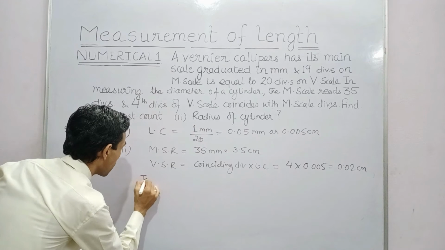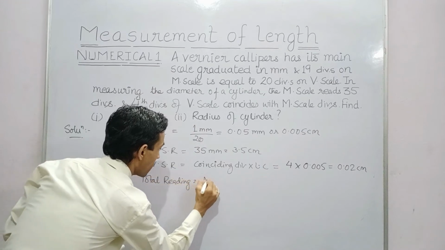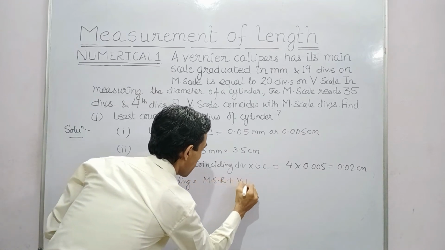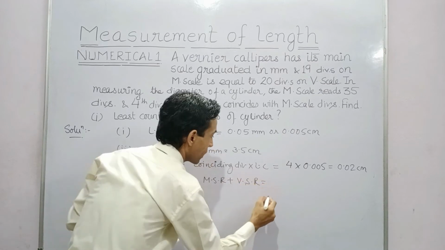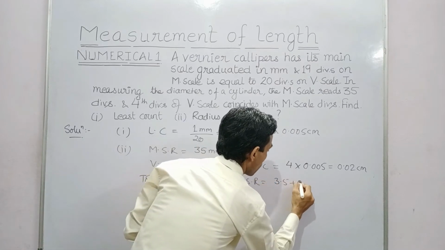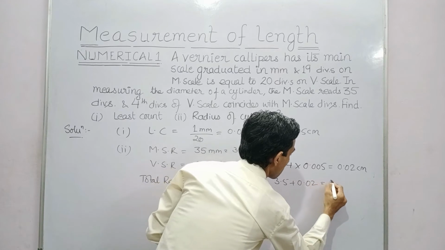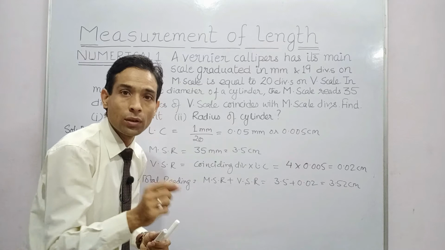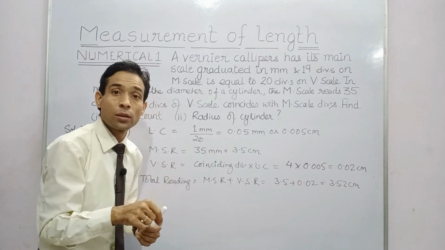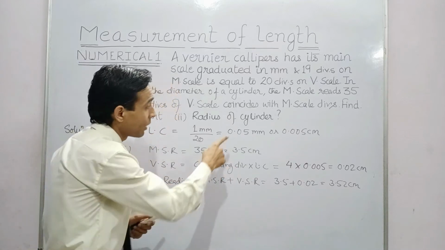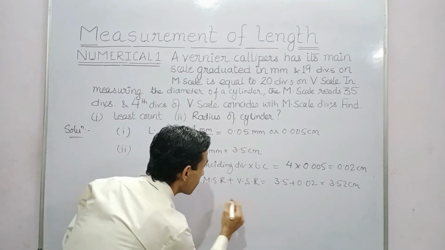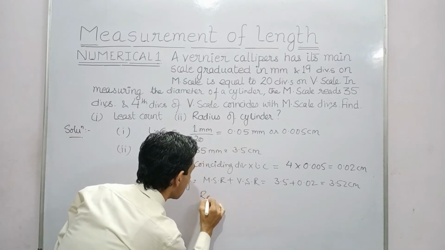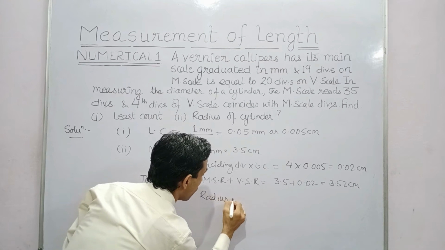And now the total reading is main scale reading plus vernier scale reading, and this will give 3.5 plus 0.02, and this is 3.52 centimeter. But this is the diameter of the cylinder because the lower jaws measures the diameter, and we have to find out radius. So we will divide this value by 2, and this will give radius of cylinder.